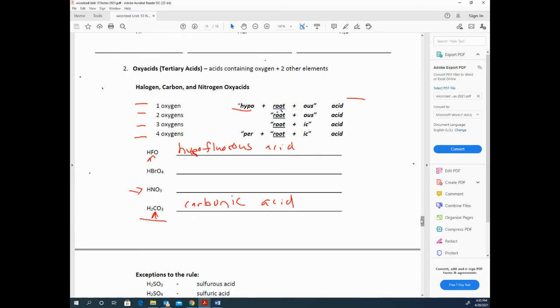This one also has 3 oxygens. We name it the same way. Again, I don't need a prefix. I'm just going to go with the root of that. So for nitrogen, I'm going to put nitr, the root of nitrogen, and tack on ic. So yeah, that sounds weird, but that's what it is. So nitroic acid. Oh, I know. This doesn't have the O. That's why it sounds weird.